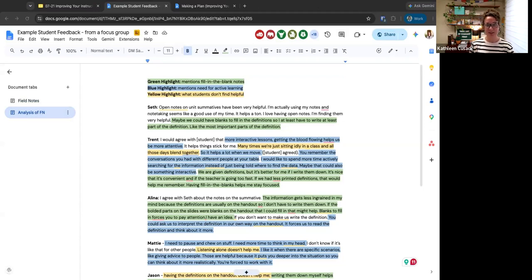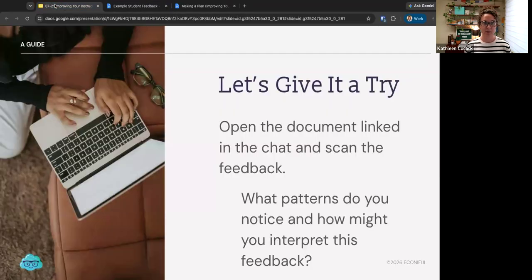But in green, you can see here every time a student mentioned fill in the blank notes or note taking more generally. In blue, we have mentions of need for active learning. And then in yellow, we have things that students said they just did not find helpful. So let's look at what we made out of those patterns. So I'm going to go back to my slides, I hope. Hopefully that worked and you can see my slides now.